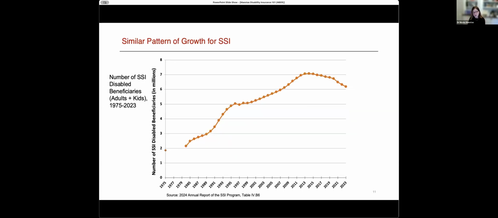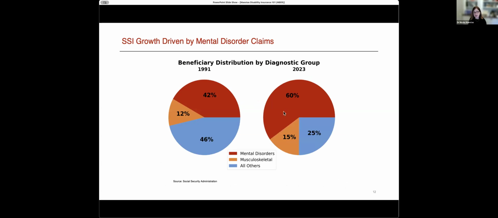The SSI program, I'm just going to show you just 2 slides about that. It too has grown over the same period. I think you might even be looking at the same scale, maybe slightly lower, but SSI has grown as well, and SSI also has started to flatten out and decline a bit over time. There is an important compositional difference between SSDI and SSI, and that is that among SSI awardees or beneficiaries, mental disorders are the bulk of the awards, 60%. And that too has grown over time. It used to be 42%, and now it's 60% fully. So that's another thing to think about if you consider doing research on SSI.